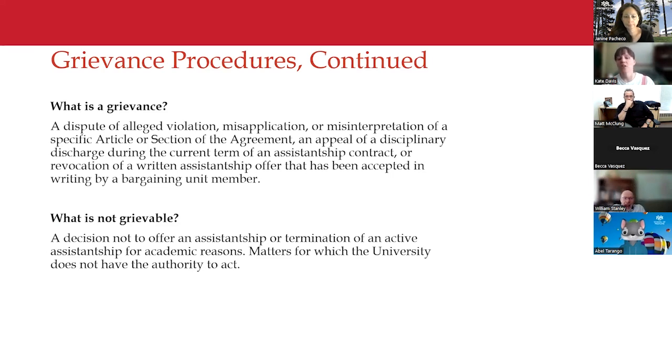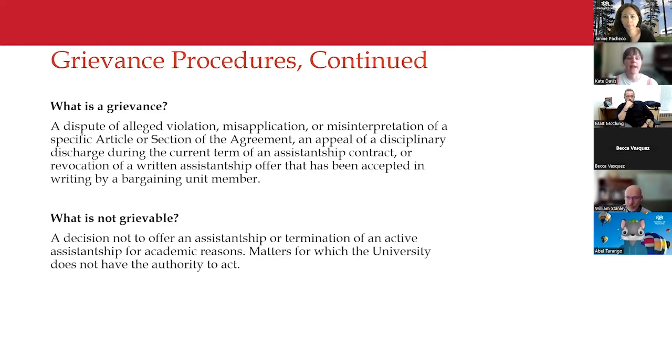So what is not grievable under the collective bargaining unit? A decision not to offer an assistantship or termination of an active assistantship for academic reasons. If you decide not to offer an assistantship to a graduate student, that is not grievable under the collective bargaining agreement. Also, terminating the assistantship because of academic reasons. So a student is not academically eligible to hold an assistantship. That is not grievable. So those are some things that are not.